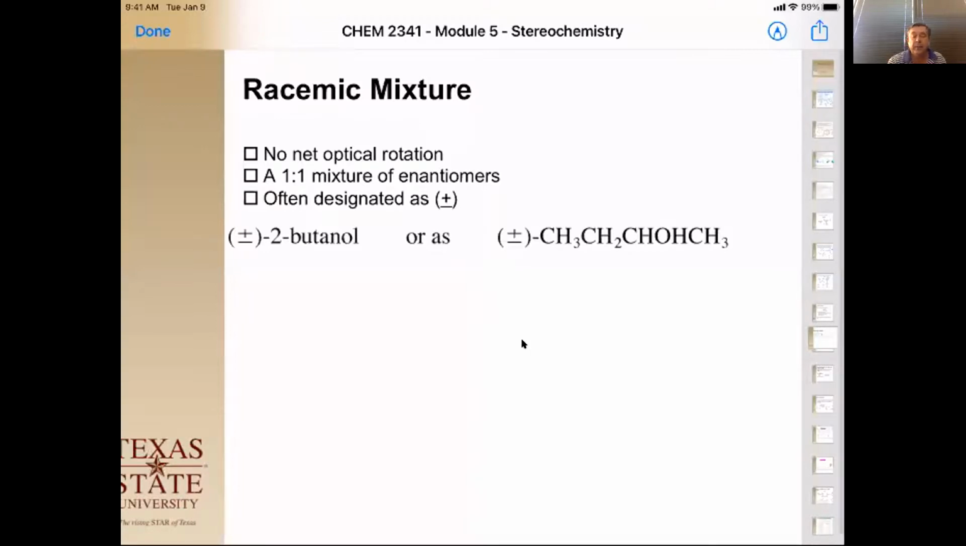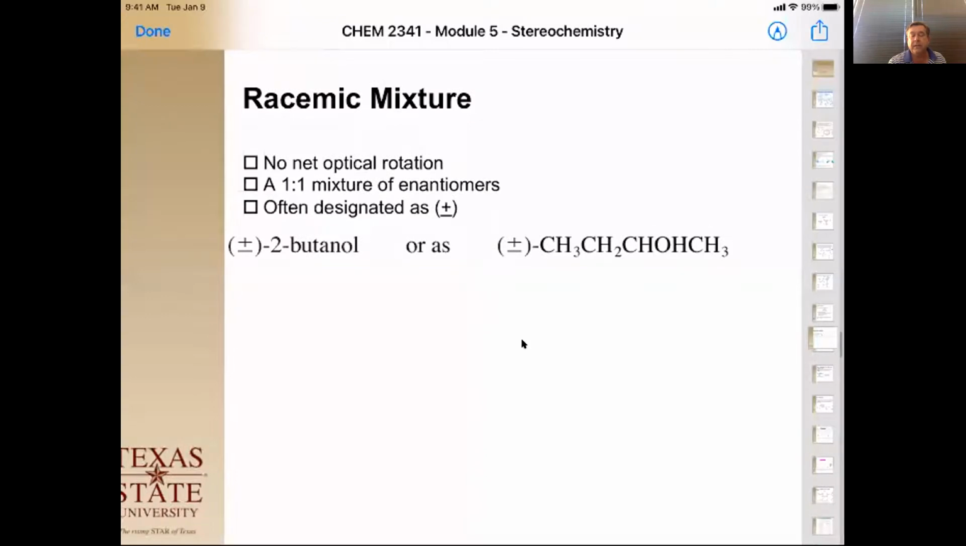That's usually denoted by a mixture of both, this plus and minus. So it rotates at plus, rotates at minus, and it's not optically active. This is easier than writing R and S. You don't have to write 50% R, 50% S 2-butanol. You can just write this plus and minus 2-butanol to give us that.